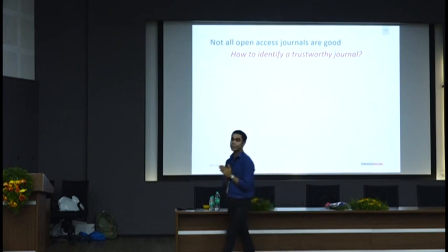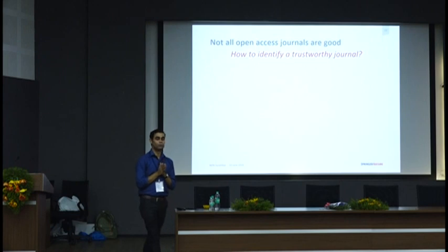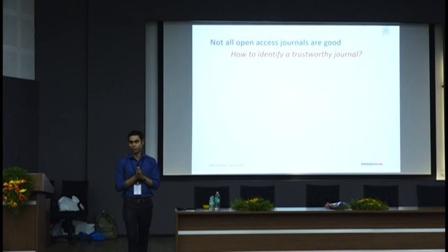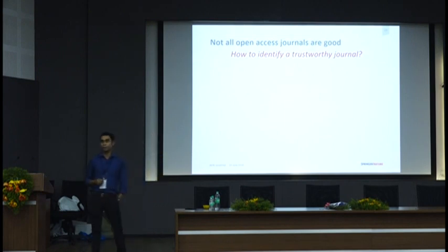But the idea is, how do you actually avoid or escape these predatory journals? Because of course you don't want to publish in them. They are not indexed anywhere, not recognized anywhere, and will never be indexed anywhere. So if you do end up publishing in any of these journals, basically your work goes down the drain. Okay. So how do you recognize a trustworthy journal? How do you identify one?